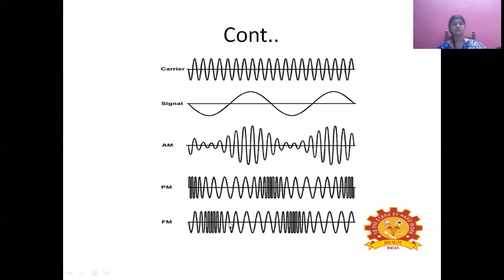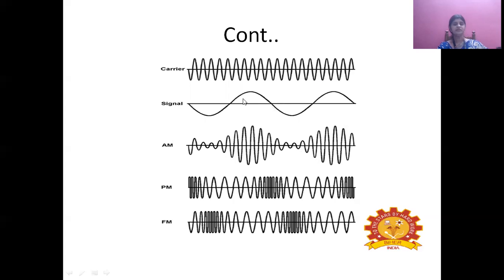In the frequency modulation, the frequency refers to the number of cycles. Phase refers to the angle in which the signal varies. So if frequency varies directly, indirectly the phase also varies. If the phase is varied directly, indirectly the frequency also varies.